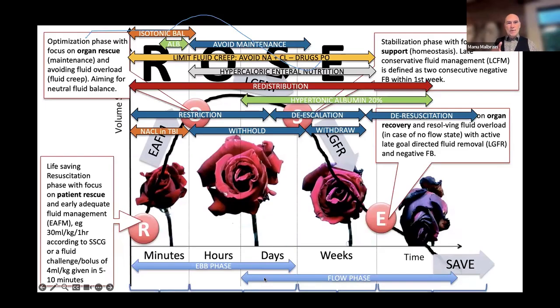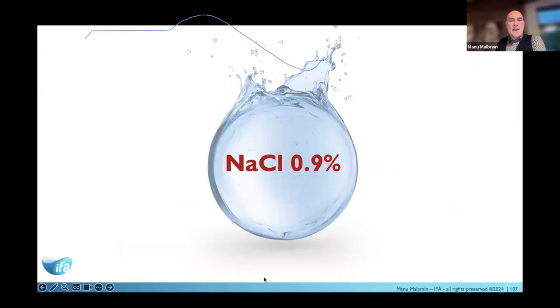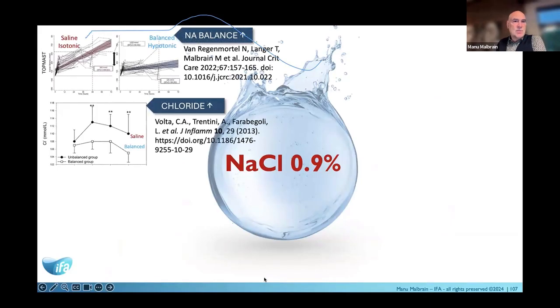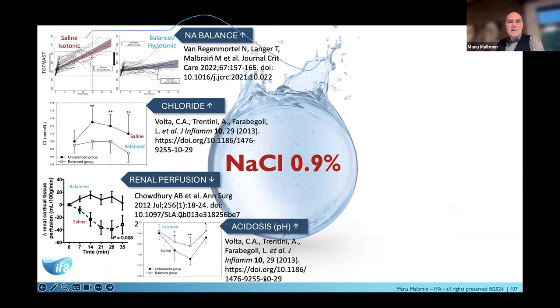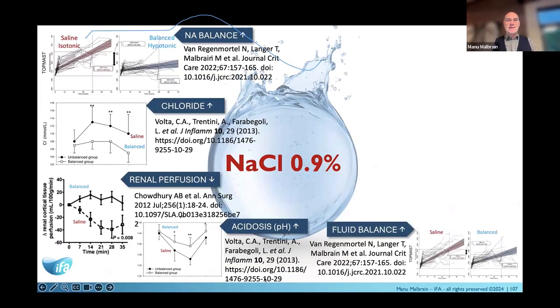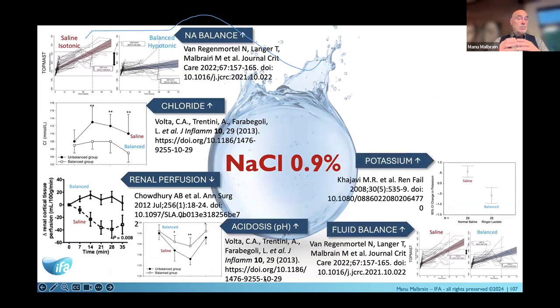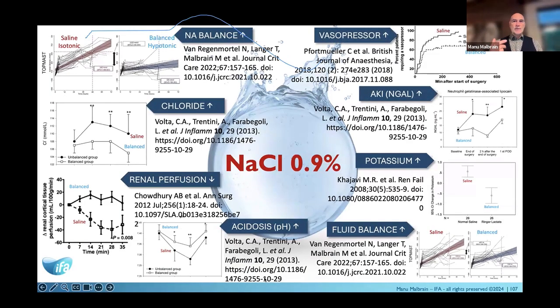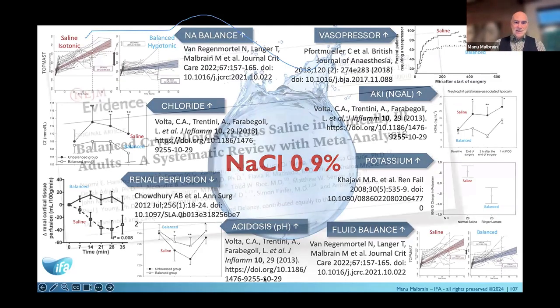Saline can be used in traumatic brain injury instead of balanced solutions. Now, I want to emphasize that there is nothing normal about saline because it induces an increase in sodium balance, chloride, it diminishes renal perfusion, creates acidosis. It will lead to a positive cumulative fluid balance. It will also increase potassium in case of AKI with increased potassium, and will result in higher vasopressin needs. As you can see, there's a lot of literature against saline.